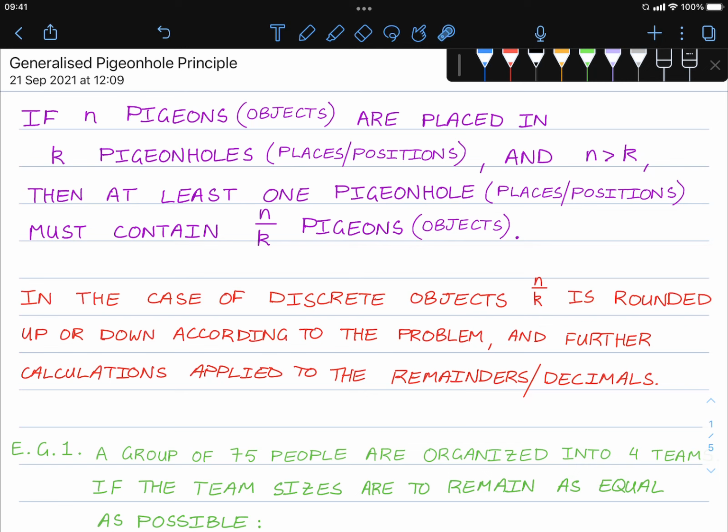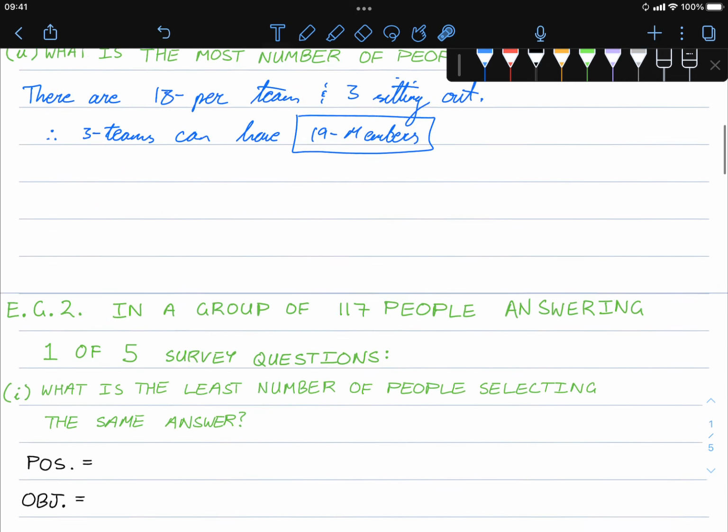Hello class, this is the second example of the generalized pigeonhole principle. So let's get straight into it.